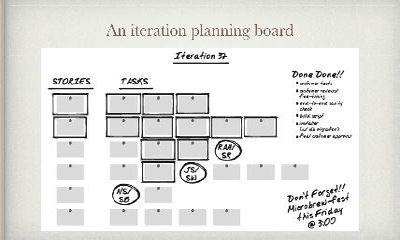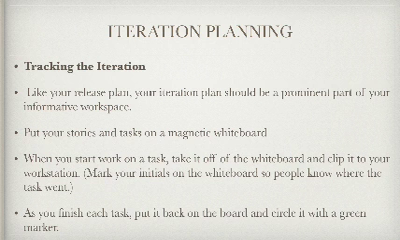Now, how do we track an iteration that we have planned using the iteration planning board? Like your release plan, your iteration plan should be a prominent part of your informative workspace. Put these stories and tasks on a magnetic whiteboard. When you start work on a task, take it off the whiteboard, clip it up to your workstation, and mark your initials on the whiteboard so people know where the task went. Once you finish each task, put it back on the whiteboard and circle it with a green marker to indicate that it has been completed.